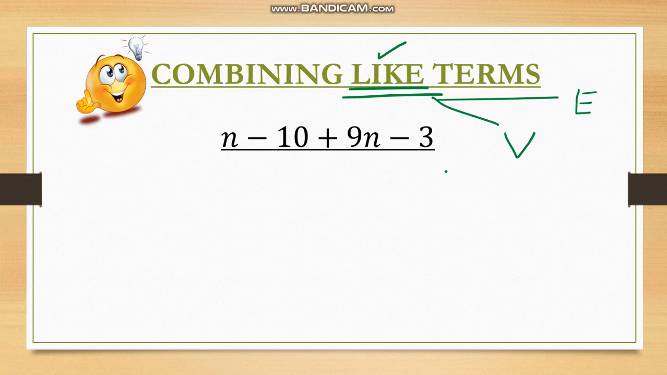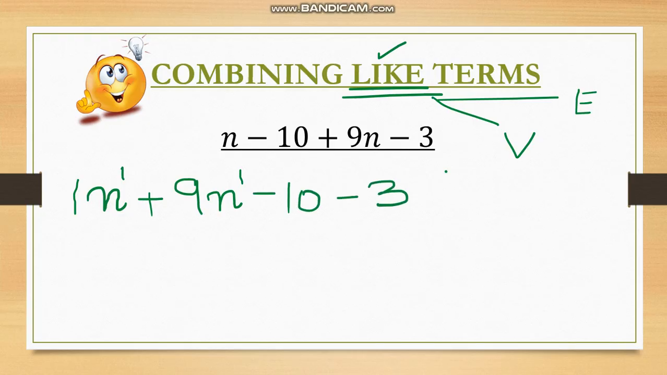Let's take a look at this question where I have n, and when a coefficient is not written in front of the variable, it means 1n. Another like term that I will bring close to this is 9n, because n is raised to the power of 1, and here also n is raised to the power of 1. Same variables, the same exponents. Now minus 10 minus 3. 1n plus 9n will give us 10n.